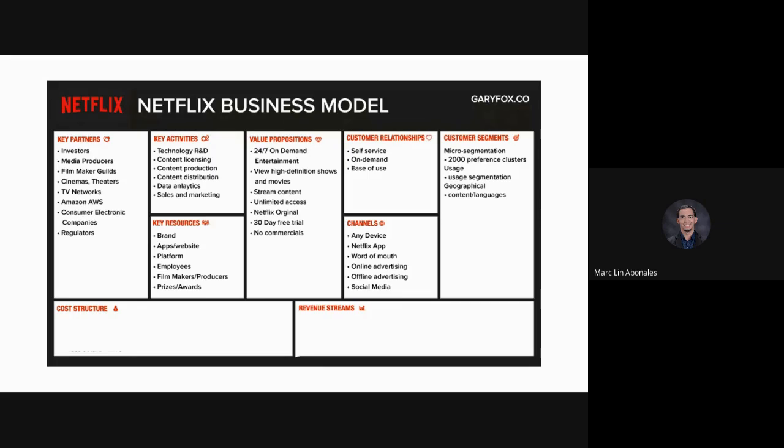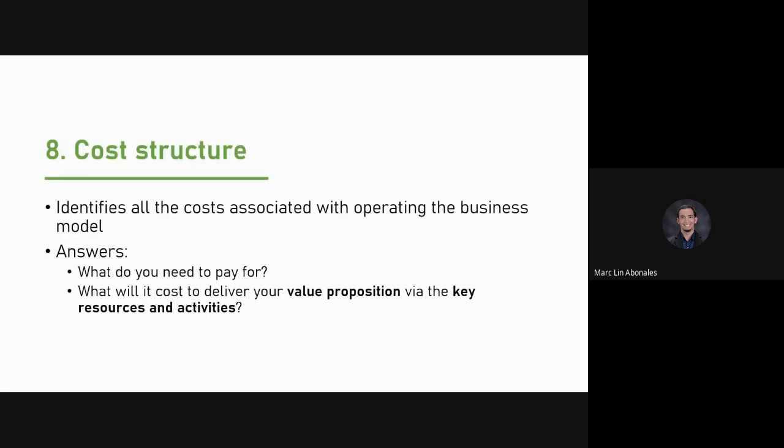The next element, second to the last, is the cost structure. This identifies all the costs associated with operating the business model. Like what I mentioned earlier, it doesn't mean that if you start a business you have no money to pursue your business. There will always be costs, especially not only in producing the product, but also when you pay your employees, if you are making a company, or other fees you need to pay like permits or whatsoever.